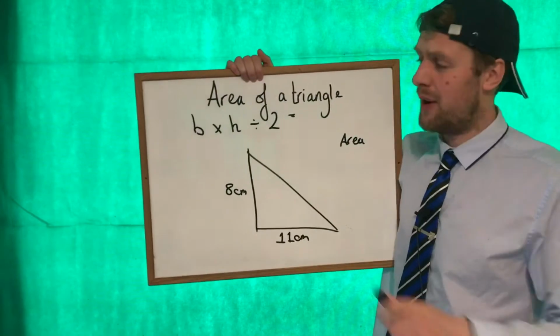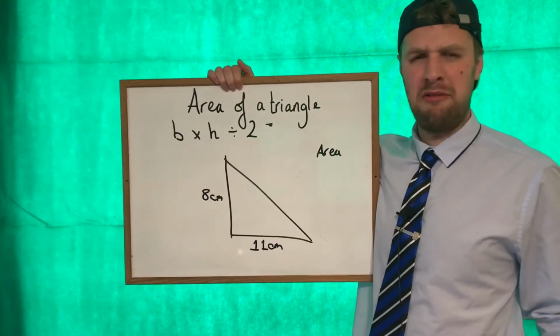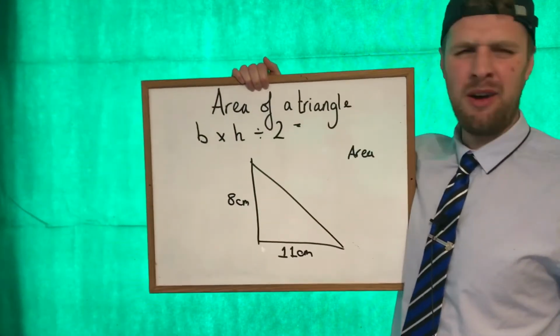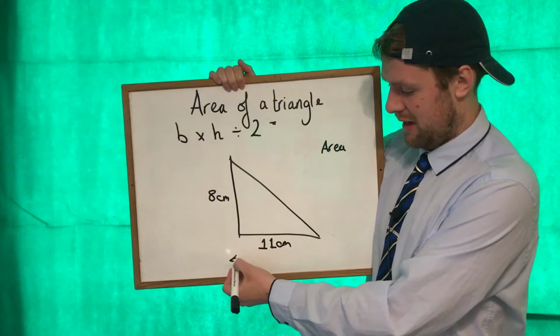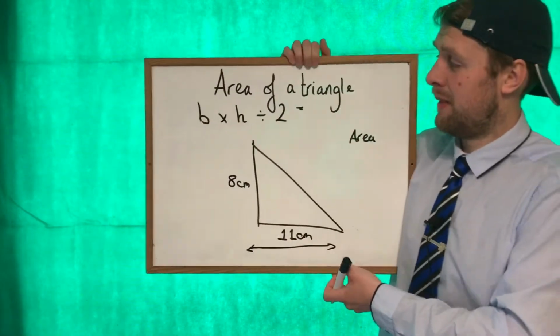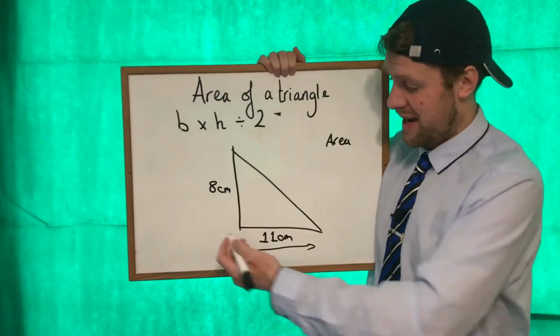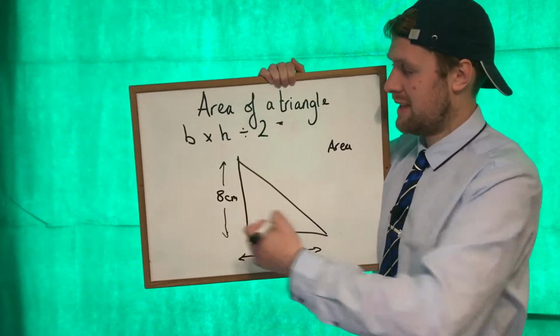The way we work it out is b times h, divide it by 2. But what's b and h? Well, b is the base. This is the base of our triangle here. And our base is 11 centimetres. H stands for height. And the height of our triangle is 8 centimetres.